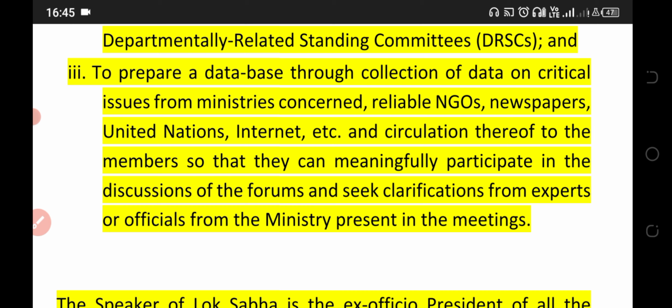to prepare a database through collection of data on a critical issue from ministries concerned, reliable NGOs, newspapers, United Nations, Internet, etc., and the circulation thereof to the members so that they can meaningfully participate in the discussion of the forums and seek clarification from experts or officials from the ministry present in the meeting.